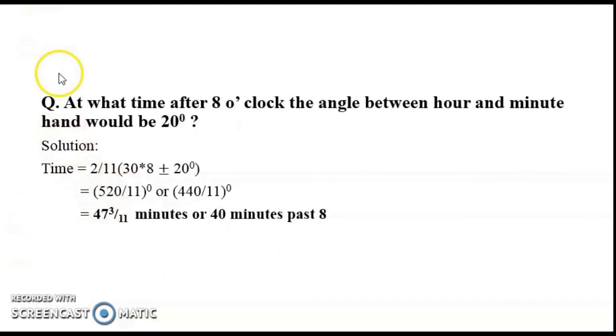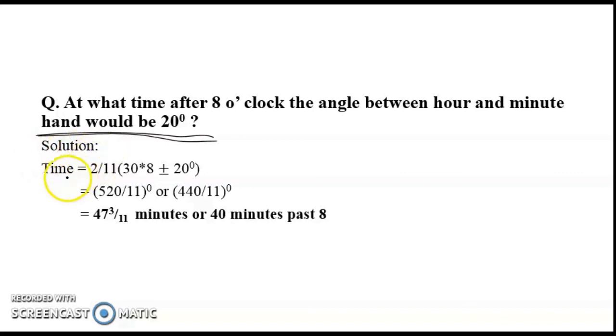Okay, now the last question of today's session. At what time after 8 o'clock would the angle between the hour and minute hand be 20 degree? Basically we are given the angle as 20 degree. We are not told whether they are coinciding or in opposite direction, so we have to find the time when it is making an angle of 20 degree.